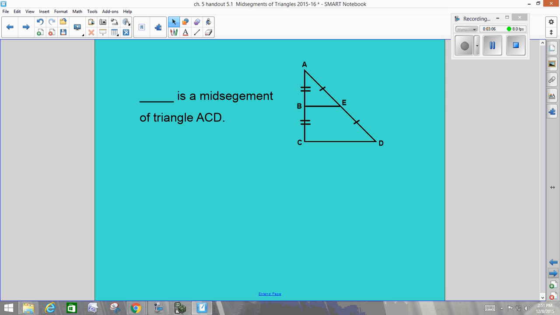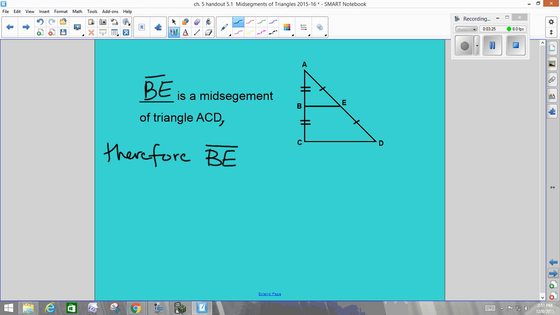Below your little theorem box there, it says blank is a midsegment of triangle ACD. Which of our segments is the midsegment in that picture? BE, good. And then add this to it. So turn your period into a comma, and then state, therefore, segment BE would be parallel to which segment? CD, good.